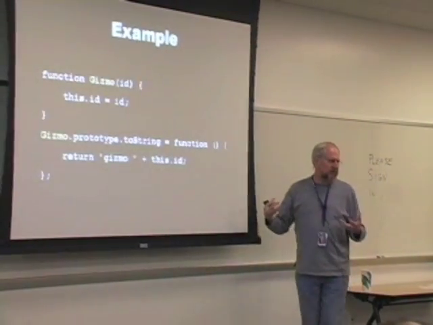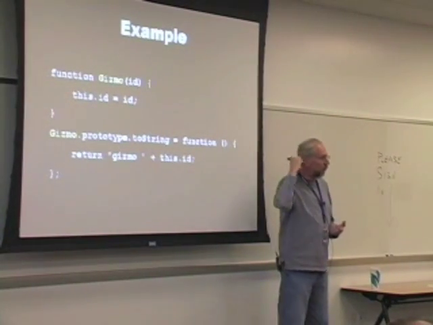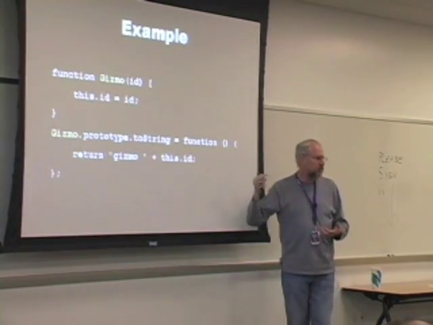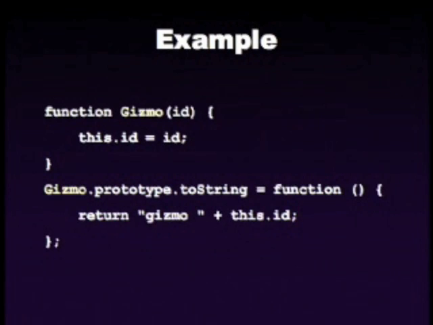So let me give you an example to show how this actually works. We're going to start with a real simple pseudo class. We've got a gizmo, and the constructor will just make a new object, give it an ID property, and return it. That's pretty simple. And we'll also add to all of the instances a toString method, which returns the string gizmo concatenated with that same ID. So that's pretty simple.